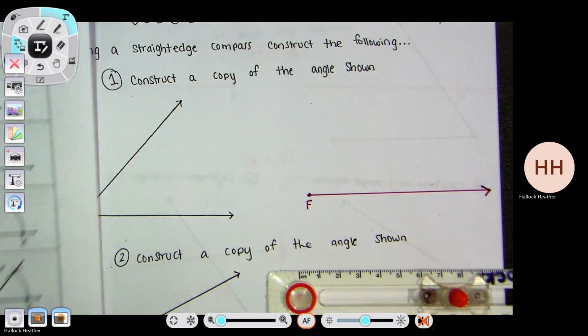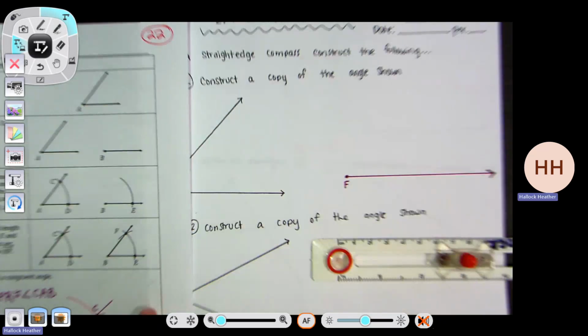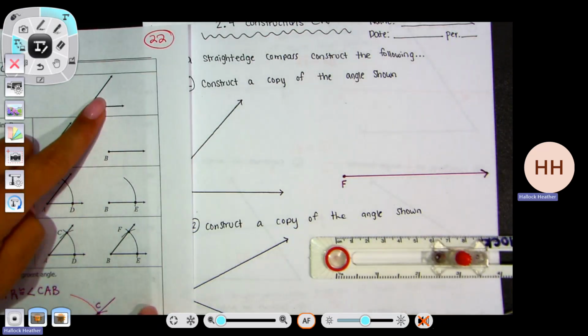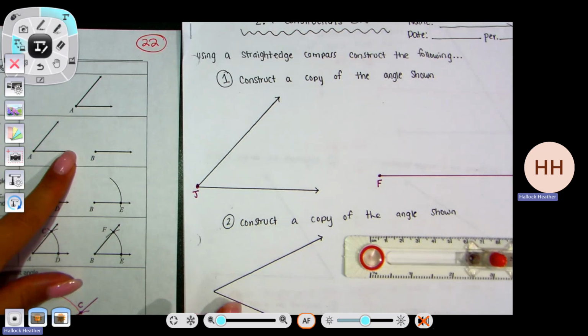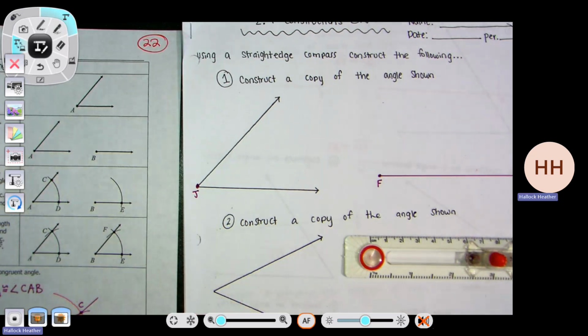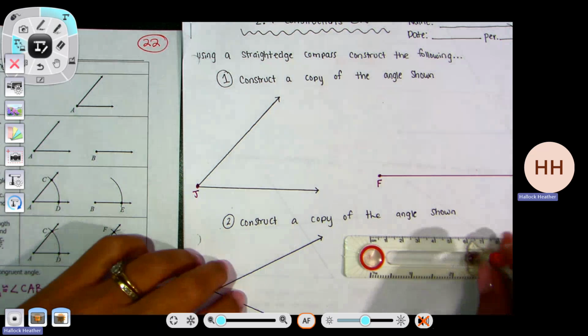So we did this step. You look at the directions, it tells you. You started with an angle. I made my ray. I labeled it F. What is my next step? Put it back on J. And then make an arc that goes through both rays. So I'm going to make an arc that goes through both rays. I'm going to label the points.